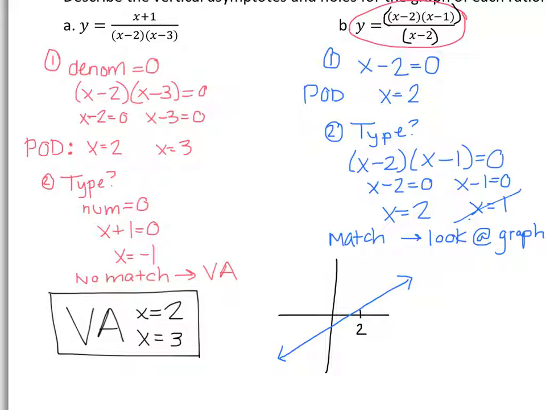So what that means is that there's a hole at x equals 2. If you go into the table for this graph, you'll see an error at 2. Since the graph just looks like a normal, connected, straight line, there's a hole.